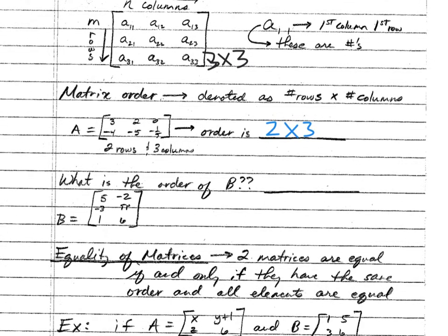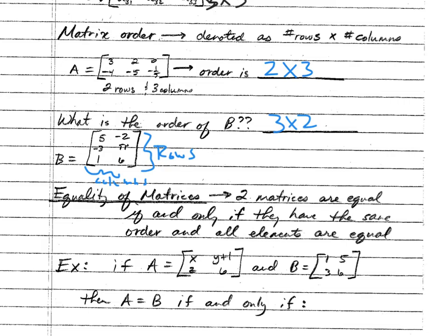Same thing here. What's the order of matrix B? In matrix B, we have 3 rows and we have 2 columns. Again, remember, rows go this way, columns go this way. So we've got 3 rows and 2 columns, so this is a 3 by 2 matrix.